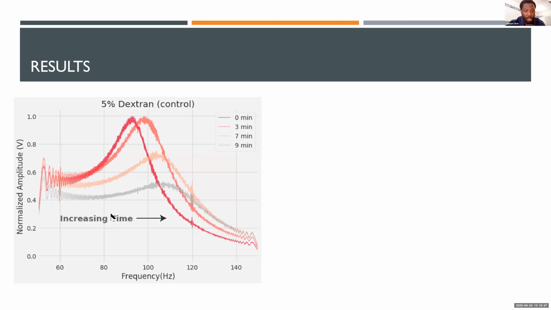As you can see here, we have different curves. This is one of the control samples that we levitated. The darkest color here is when it began, but this gray curve is about 9 minutes later. The resonance is far different from what it was, and the amplitude has been dampened. The amplitude is a lot lower. So we wonder why that's the case.